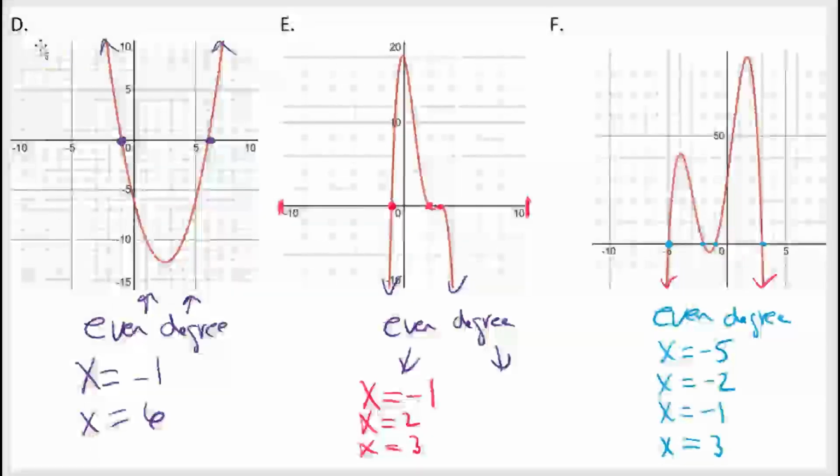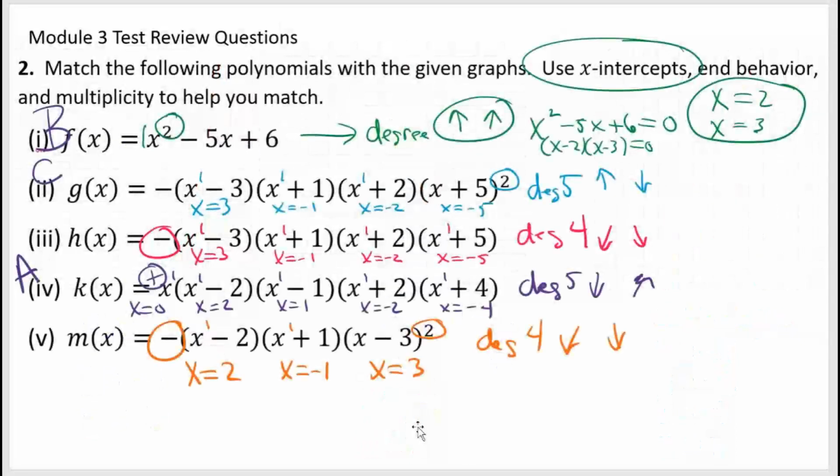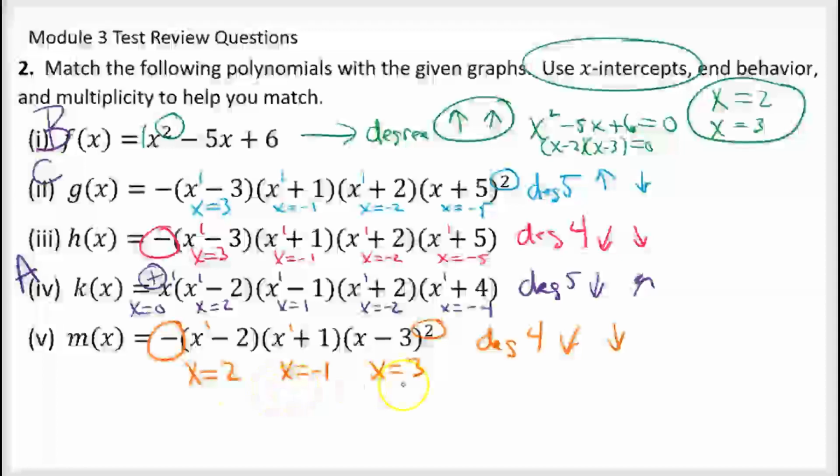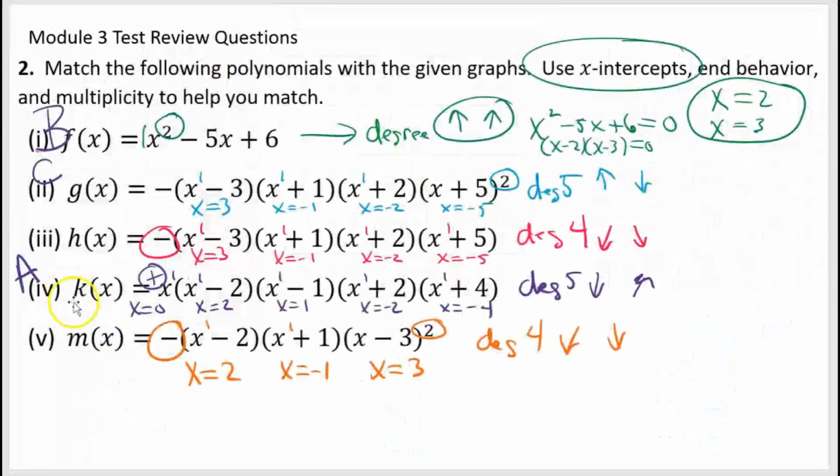Now, E has an even degree, and negative 1, 2, and 3 are zeros. Okay. Look, right there at the bottom in the orange. Negative 1, 2, and 3 with an even degree where they both point downward. So that is, I've lost track of what letter I'm on, that's E. Okay, so 5 is E.